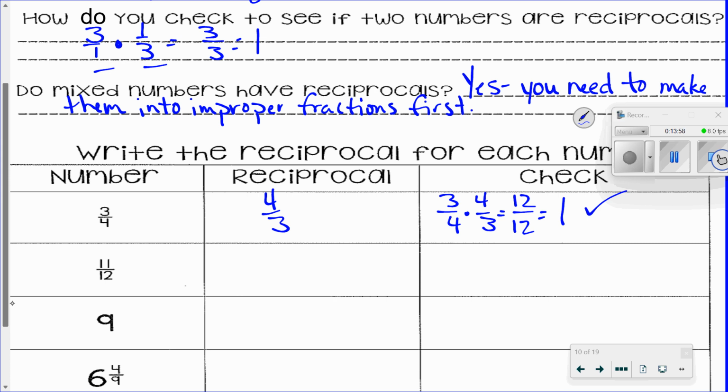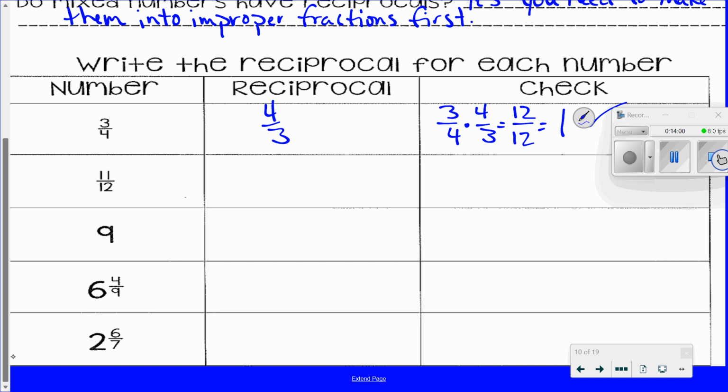Okay. Just as a review, if it's a whole number, how do I make it an improper fraction? Put 1 under it, then you find your reciprocal. If it's a mixed number, how do I make it an improper fraction? Slam dunk. So I'm going to multiply, then add. It gives me 54 plus 4, so that's 58 over 9. And then for my reciprocal, what am I going to do to that? Flip it. Then I multiply to check to make sure it equals 1. Questions on what we are doing?